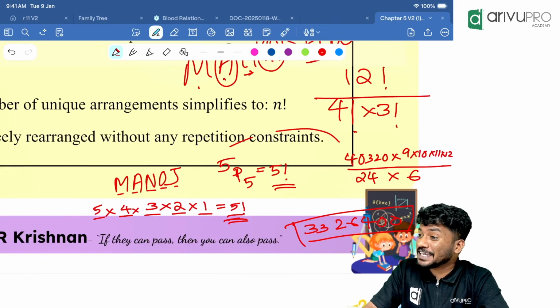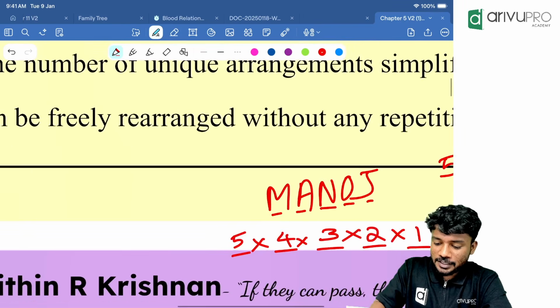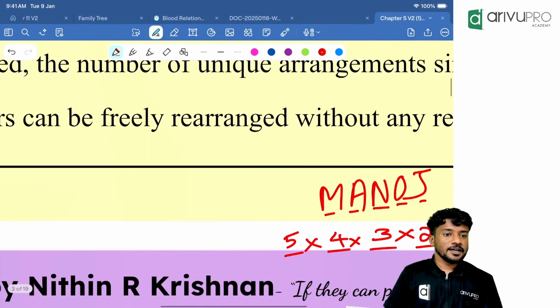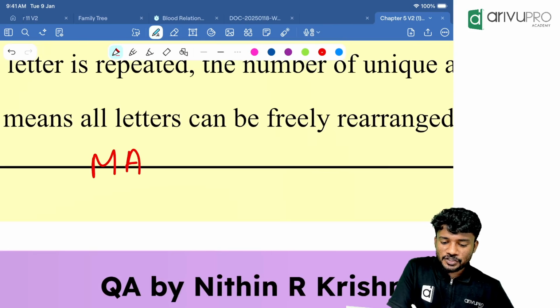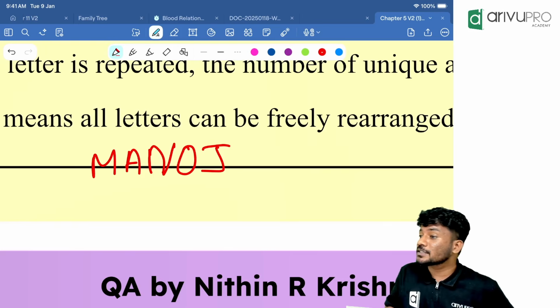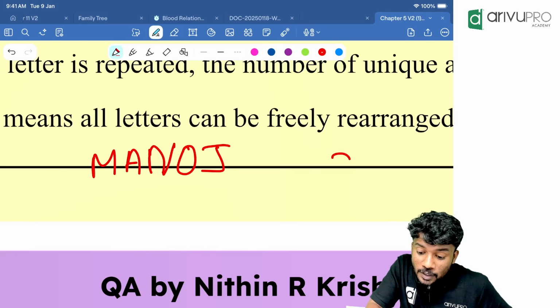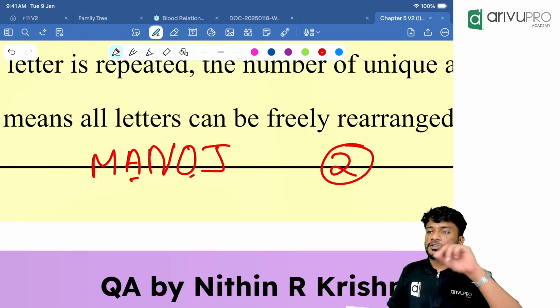Understood the method? Now, can I make it into a condition based question? Okay, I'll change the question. Take Manoj: arrange the letters of the word Manoj so that all the vowels are together. M-A-N-O-J, correct? How many vowels are there in total? 2 vowels. Which are they? A and O. Okay, there is a shortcut for that.